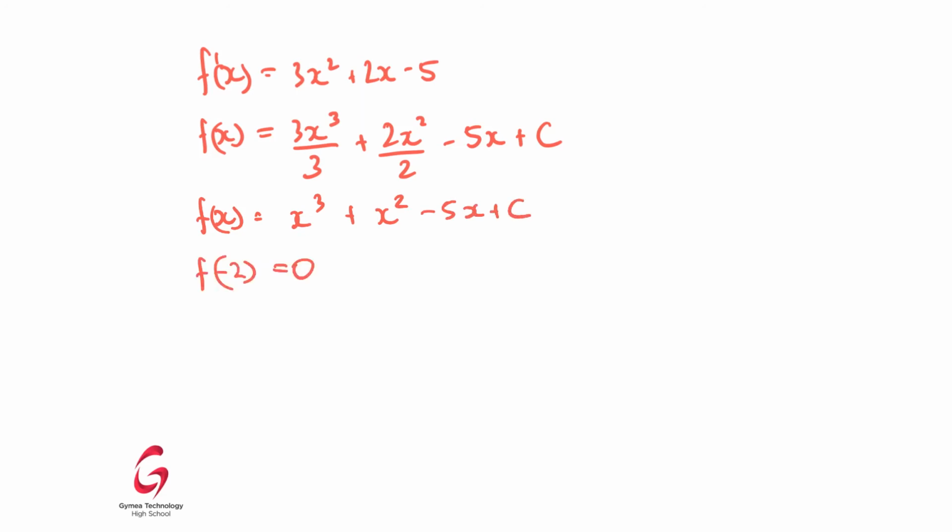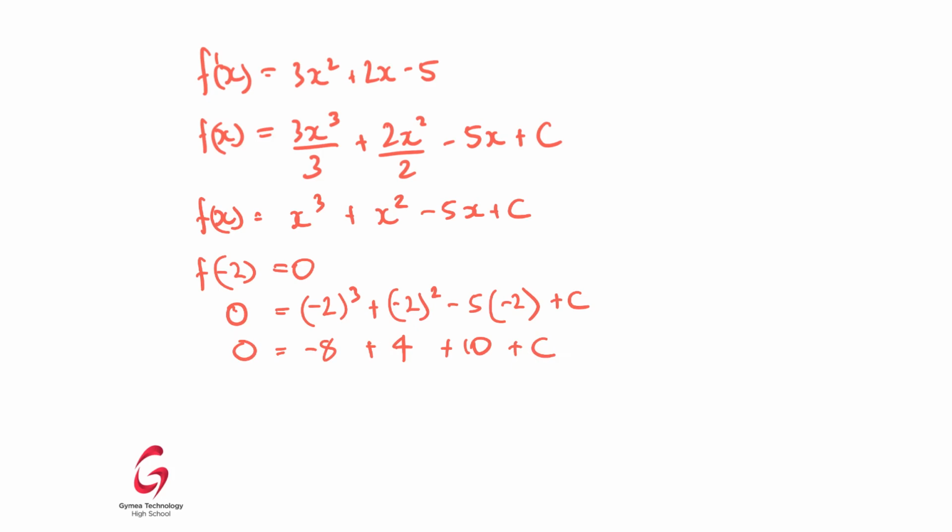And we know this had a little bit of information in the question that says when that original function has a value of -2 for x, it's equal to 0. So let's go and solve this. Okay, so -2 to the power, that's -8 plus 4 plus 10 plus c equals 0. This gives us an answer of c equals -6. So what we're going to do now is rewrite that line, but instead of leaving the c there, we're going to replace it with the -6, because we now know the value of that constant.